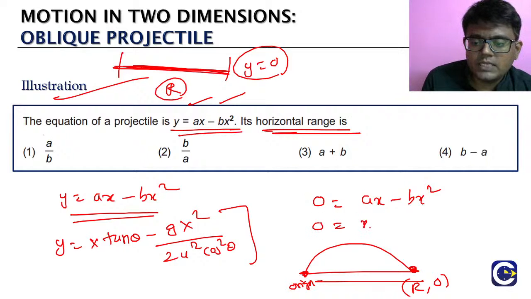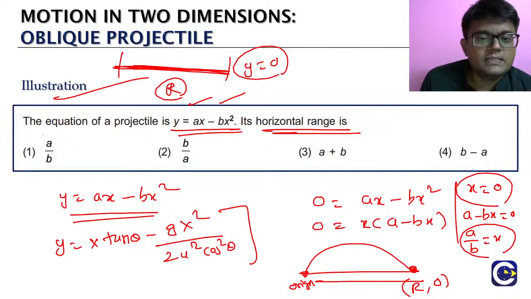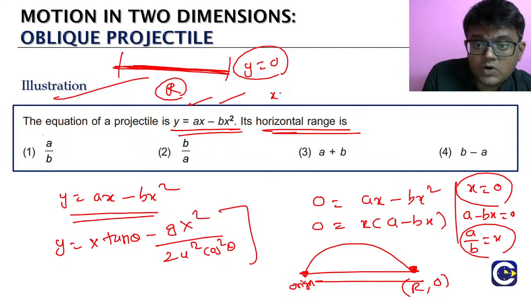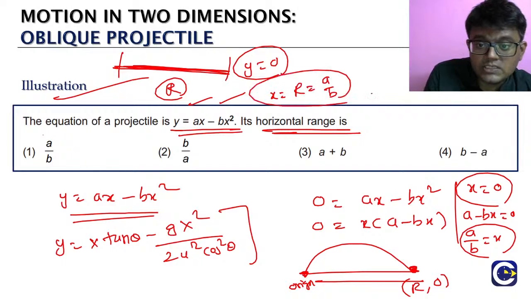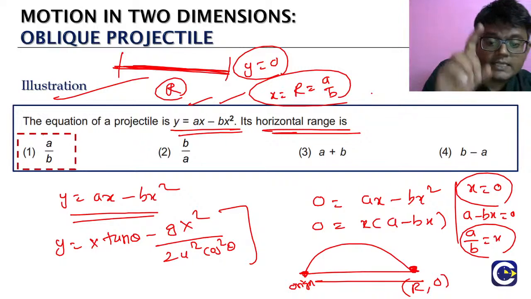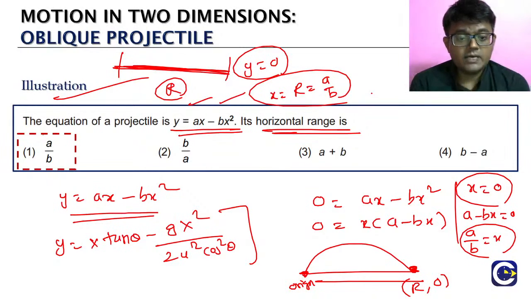Look, 0 is equal to x common, so x times (a minus bx). Now what are the possibilities? Either x is equal to 0, that is one possibility, or a minus bx is equal to 0, which means a by b is equal to x. So x is equal to 0 is the starting point. x is equal to a by b means the other position where the y coordinate becomes 0. That particular x value is nothing but R, right? Other than the start, the y value becomes 0 when the x coordinate is equal to R. So when the x coordinate becomes R, the y coordinate will again become 0.